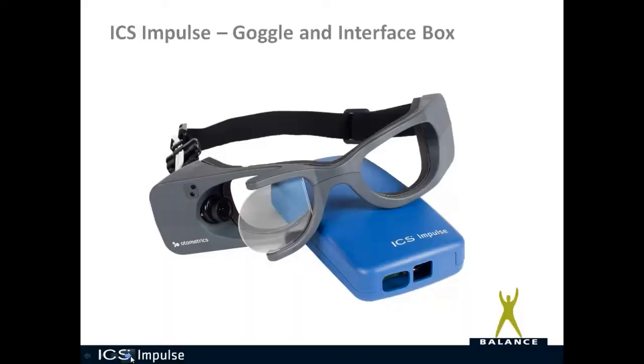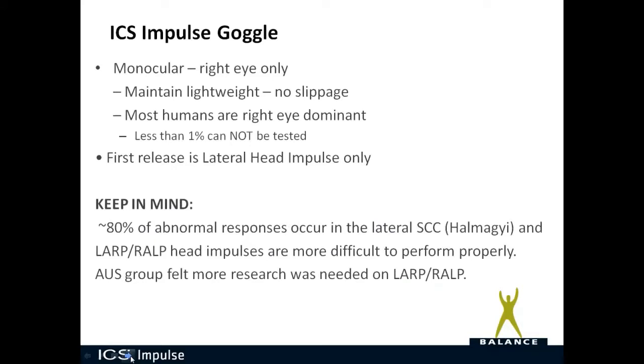Let's look at hardware and patient preparation. Again, you've probably seen this many times. Here's the ICS Impulse device. Why is the ICS Impulse monocular? Well, again, we need to make sure the goggles were lightweight so that there was no slippage. Why did we choose the right eye? It's because most humans are right eye dominant. So we predict that there's probably less than 1% of patients you cannot test out there, patients who come in with a glass right eye, for example.